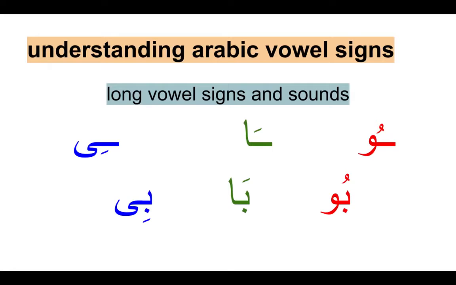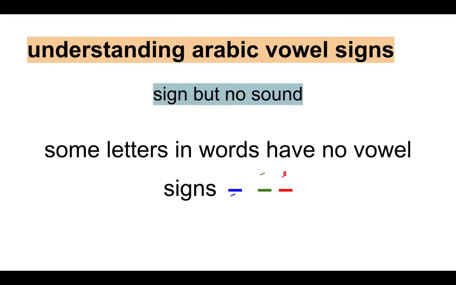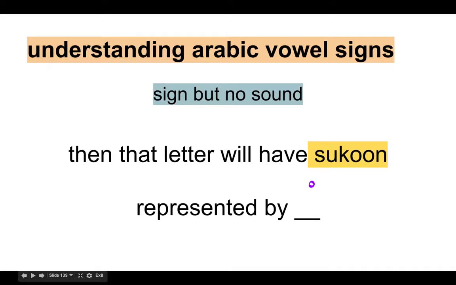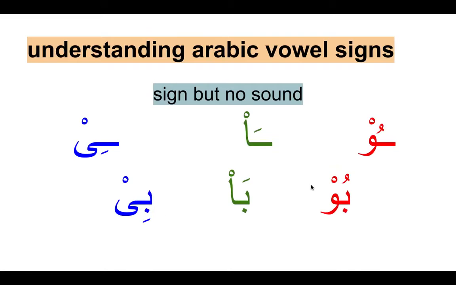However, there are certain letters in words which will have no vowel signs at all. Neither will there be Dhamma, nor Fatha, nor Kasra. So what do we have then? In those situations, that letter will have what is called a sukoon. It's called a sukoon, and it is represented by a circle in the Arabic Mus'haf. So this circle means there is no sound at all. We're not producing the sound of wow, we're not producing the sound of alif. It's like bu, ba, bi.